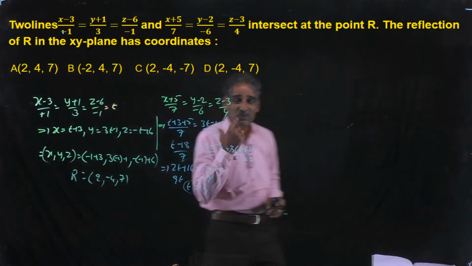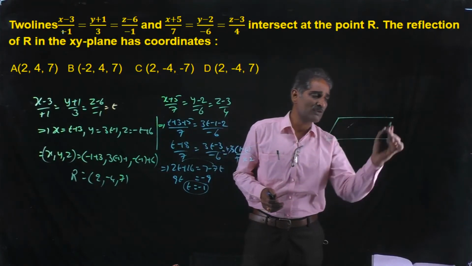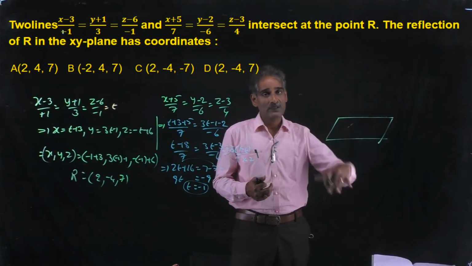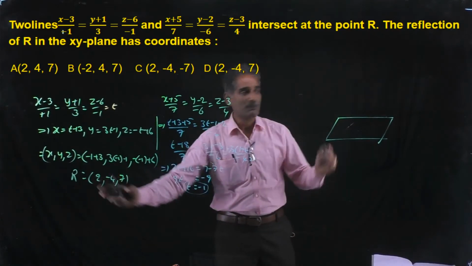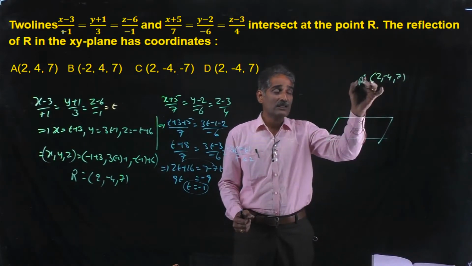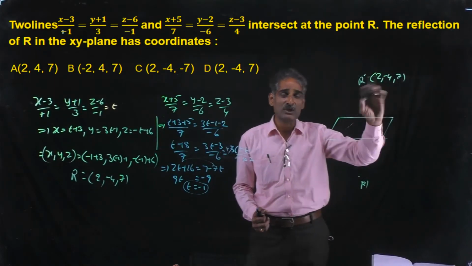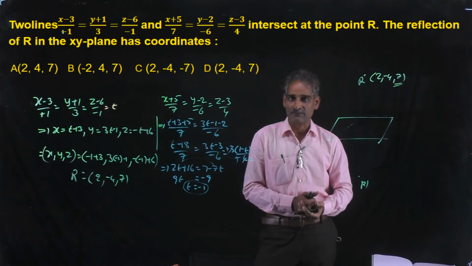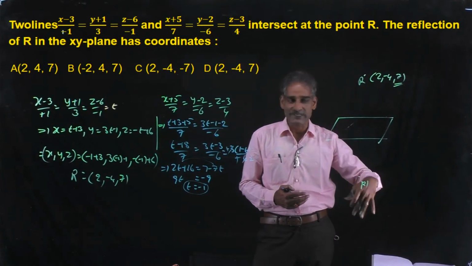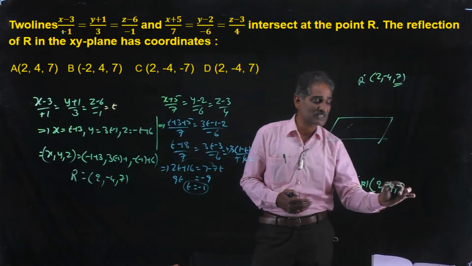We have to find out the reflection of this point with respect to the xy plane. If suppose this is the xy plane, so above the xy plane the z coordinate is positive, below the xy plane the z coordinate is negative. Here if suppose this is the position of the point 2 comma minus 4 comma 7, R, the reflection of this with respect to the xy plane, suppose this is R dash, there is a change only in the sign of the z coordinate. Above the xy plane the z coordinate is positive, below the xy plane the z coordinate is negative. Now the reflection of this with respect to the xy plane is 2, minus 4, minus 7.